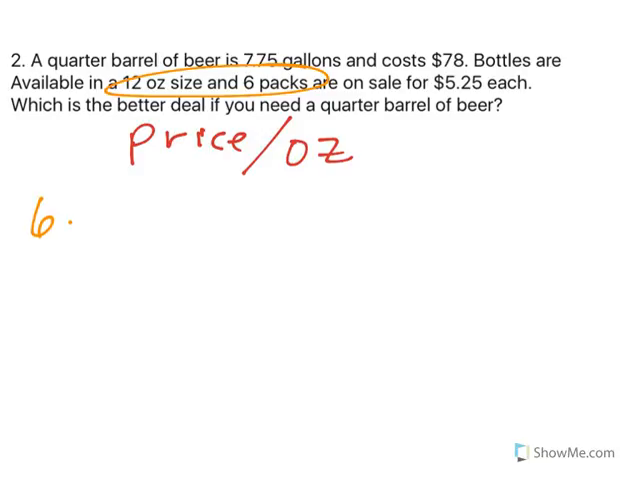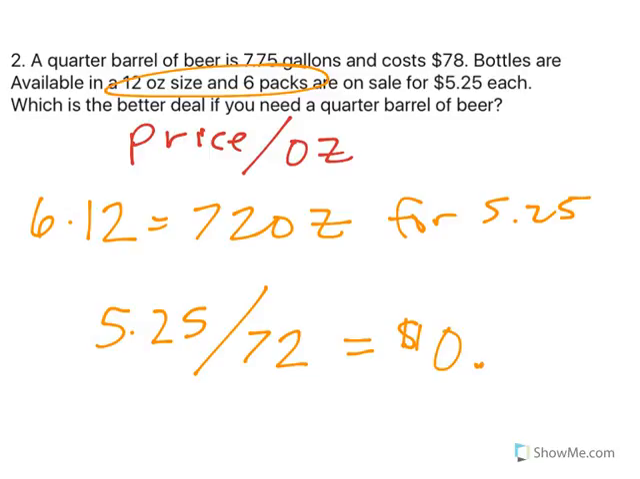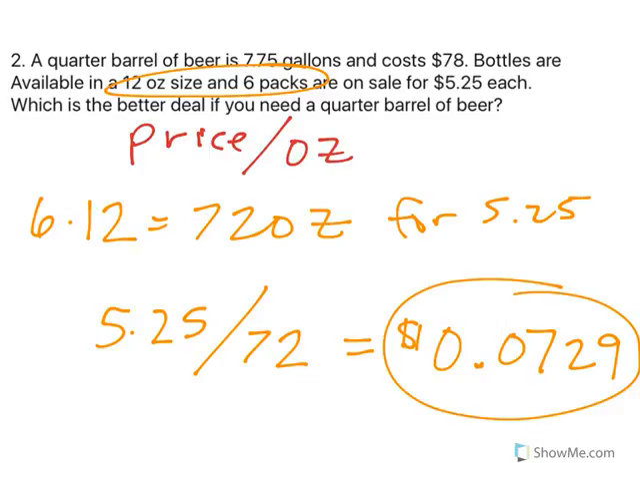If I have a 6-pack that is 12 ounces each, that's 72 ounces of beer, right? And that is for $5.25. So if I want to know the price per ounce of my 6-packs, I do my price divided by however many ounces, price divided by ounces. And for my 6-packs, I end up with a price per ounce of 0.0729. So just a hair over 7 cents per ounce for the 6-packs.